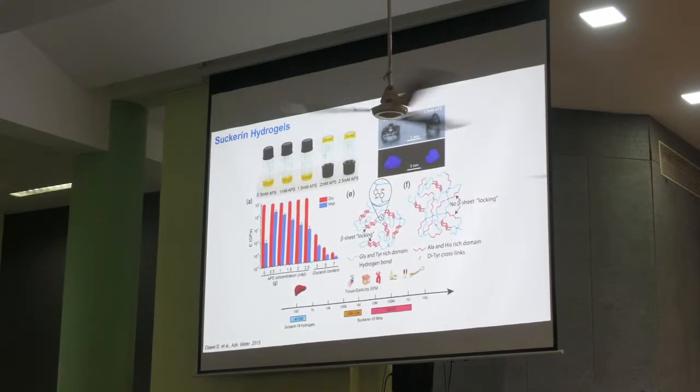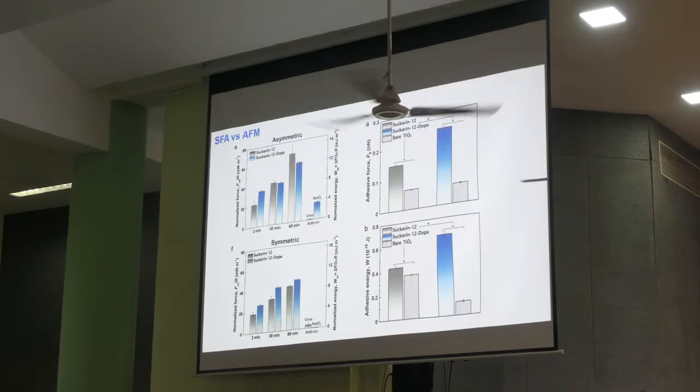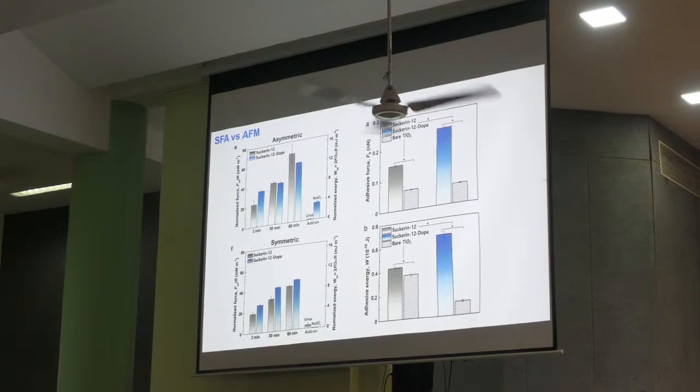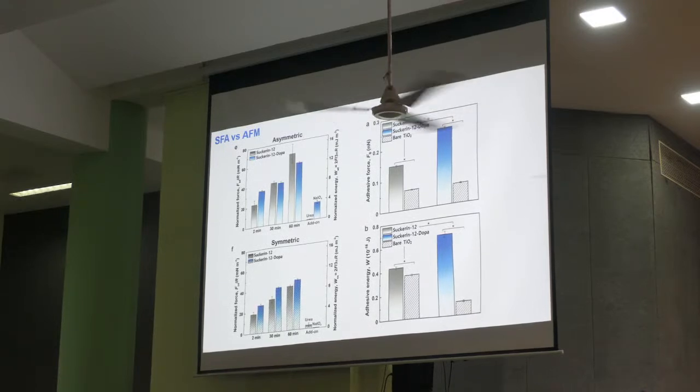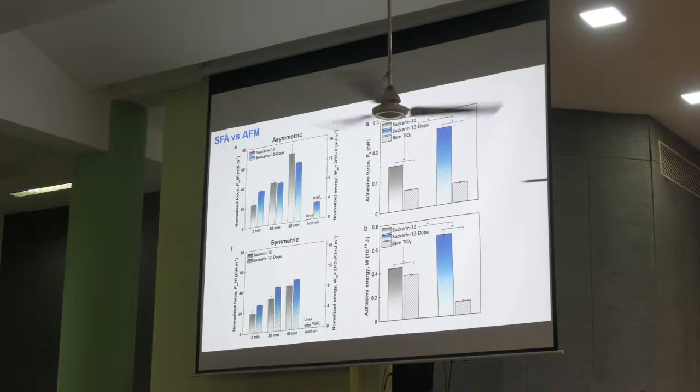Then what we found out, you can see here, is that in both cases saccharin shows much more adhesion than the one modified with the dopa protein. Then what is the role of dopa? There is nothing, right? So from this study, we clearly understand that adsorption and adhesion properties are totally different.